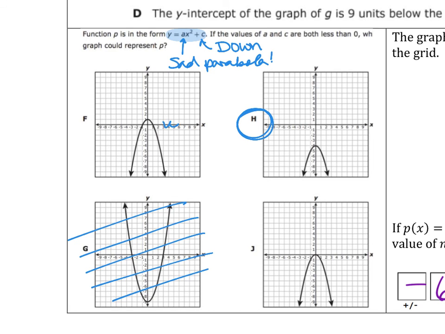This one has moved it up. This one had no move whatsoever. And we know that it has to be less than 0, so it has to be some sort of negative number pulling it down. So this has flipped it over, the reflection in the x-axis, and it's moved it down.